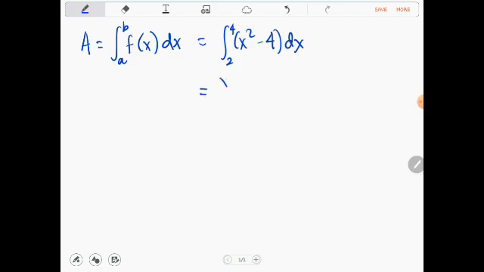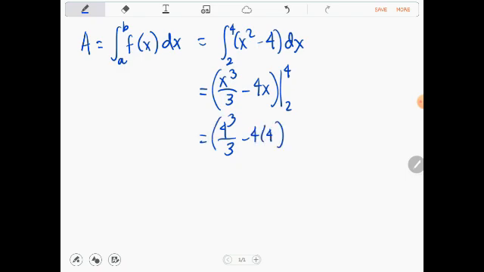So, this will become x cubed over 3 minus 4x. Then, we have the lower limit or lower boundary na 2 and upper boundary na 4. And it signifies that we set first the value of x na 4, yung ating upper limit. Then, we need to subtract the value of x na ang i-replace naman natin is our lower limit or lower boundary. So, this would become 4 cubed over 3 minus 4 times 4.